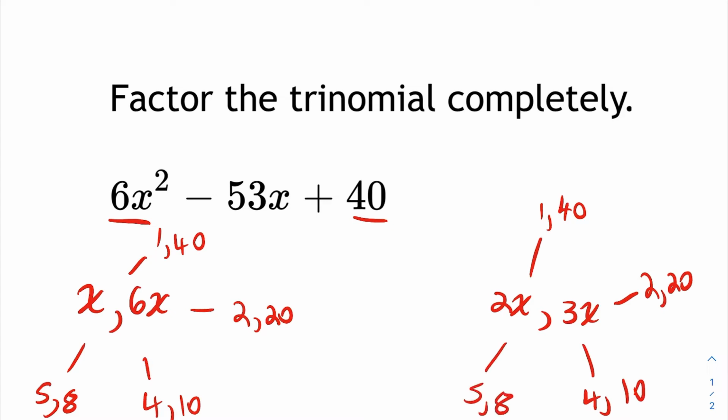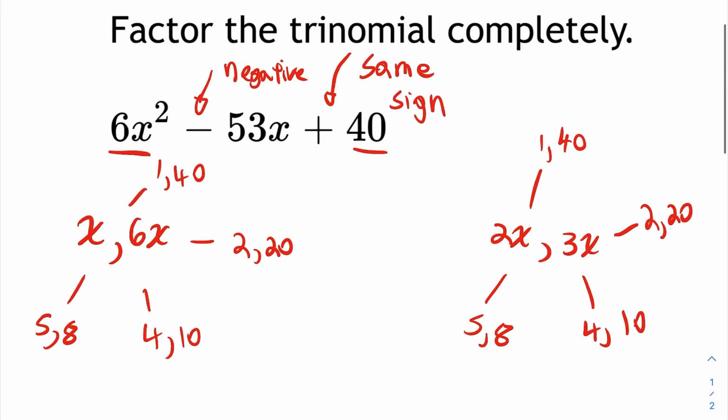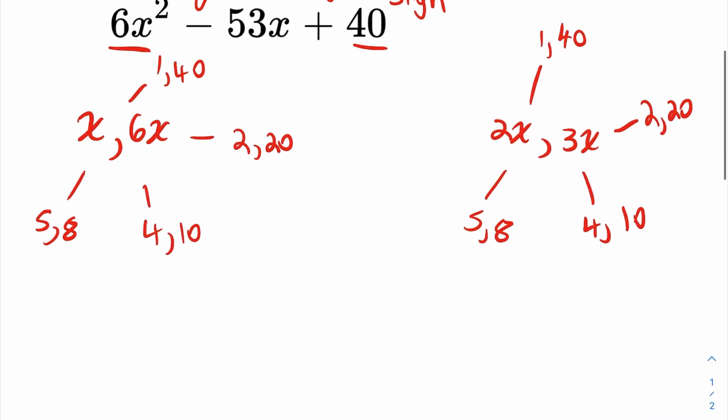Now, I'm going to get some information from the actual trinomial. First of all, the constant being positive means that my two factors are both going to have the same sign in the middle. The same sign. And the fact that this is a subtraction means both of them are going to be minus signs. So I'm going to have two subtractions for my binomials. So let's go see what we have.